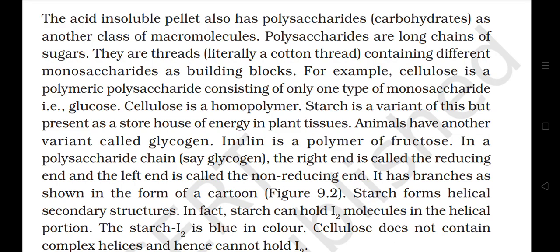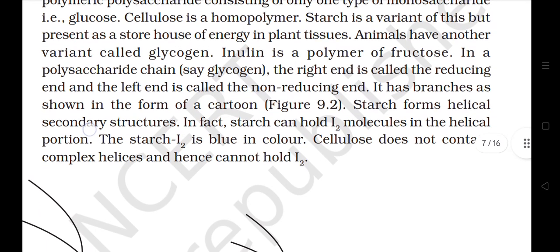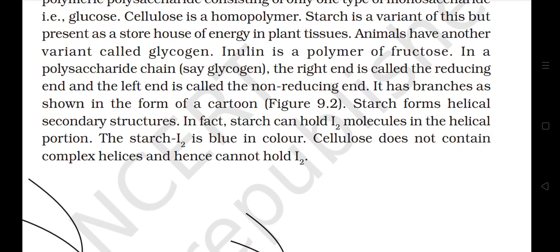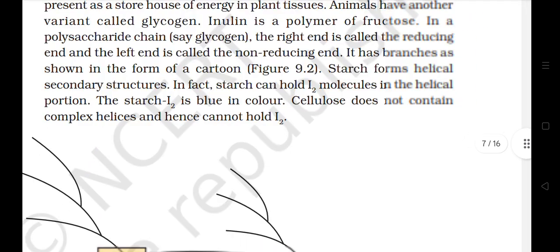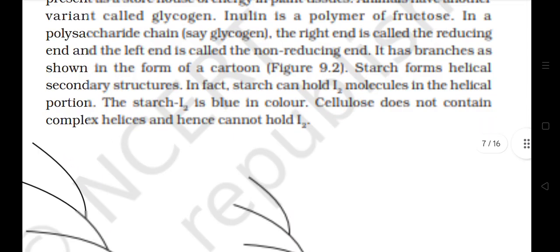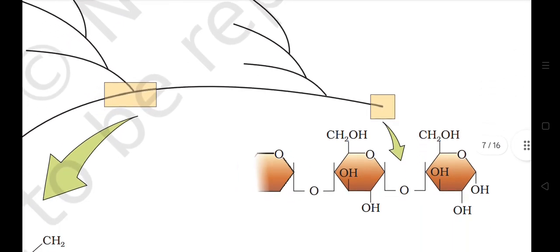Inulin is a polymer of fructose. In a polysaccharide chain, say glycogen, the right end is called the reducing end and the left end is called the non-reducing end. It has branches as shown in the figure in the form of a cartoon. Figure 9.2. Starch forms helical secondary structures. In fact, starch can hold I2 molecules in the helical portion. The starch-I2 complex is blue in color. Cellulose does not contain complex helices and hence cannot hold I2.